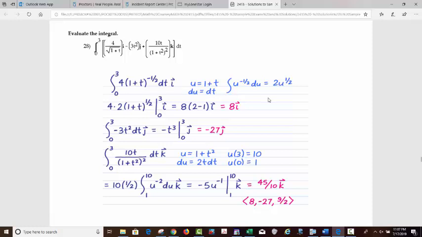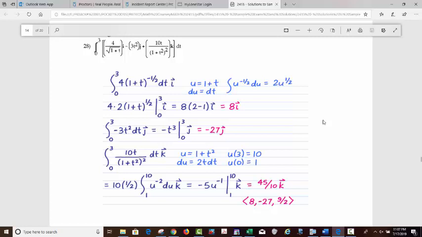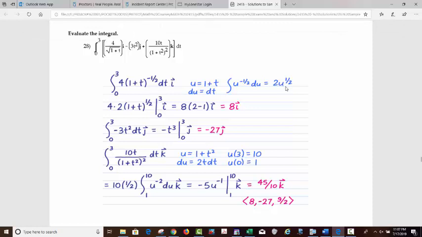It looks like this one I did not change the limits of integration. Well, I did for the last one, but I didn't for this one. That's weird. But anyway, I'll tell you what I would have done. I don't know why I didn't for that one. But it doesn't matter. I guess I should stick with my consistent way to do it, but I won't worry about that. So now we just take the antiderivative. I wrote it as an indefinite integral because I changed it back to t. U to the negative 1/2 du would have been 2u to the 1/2.